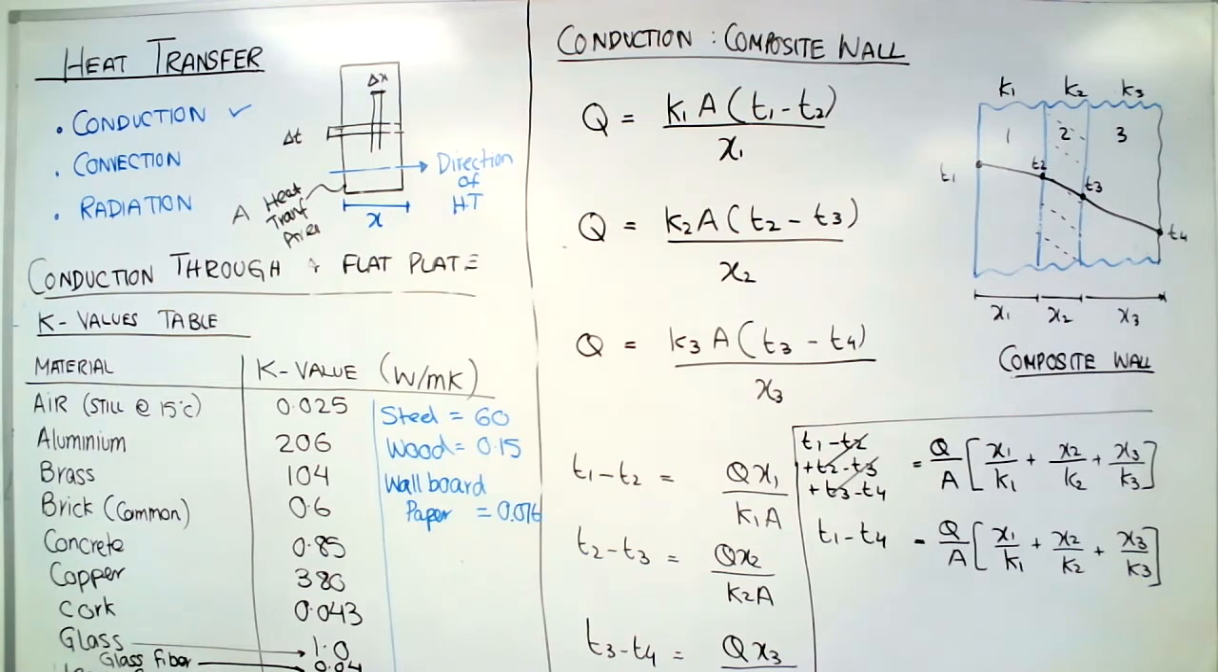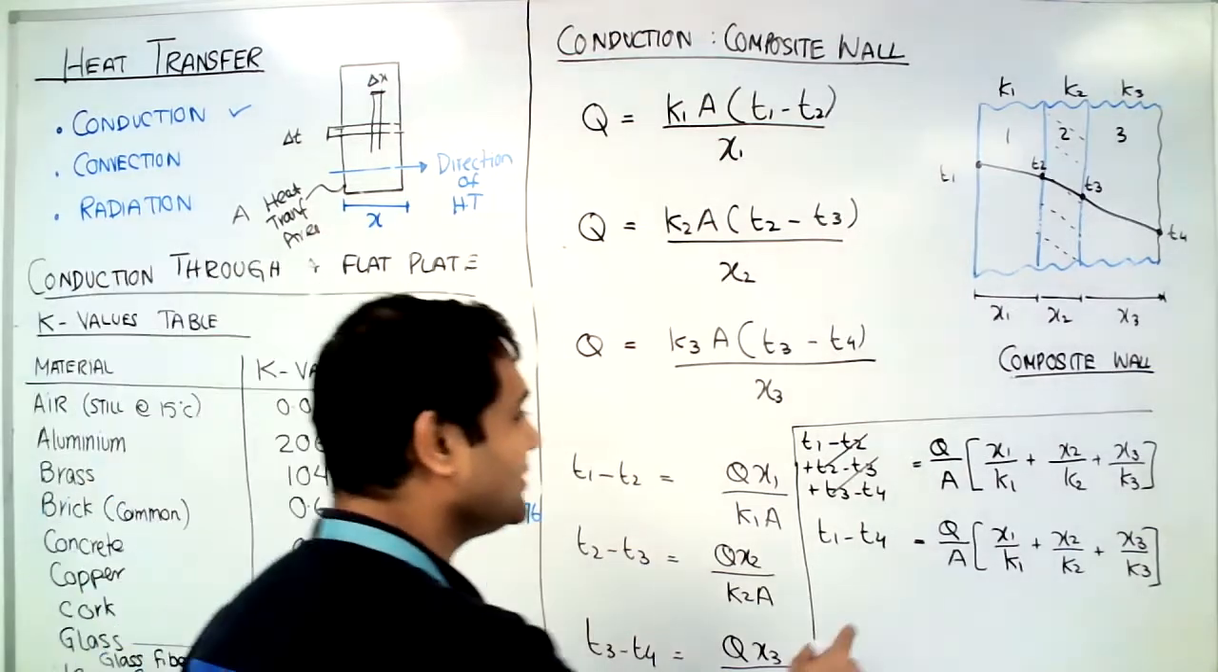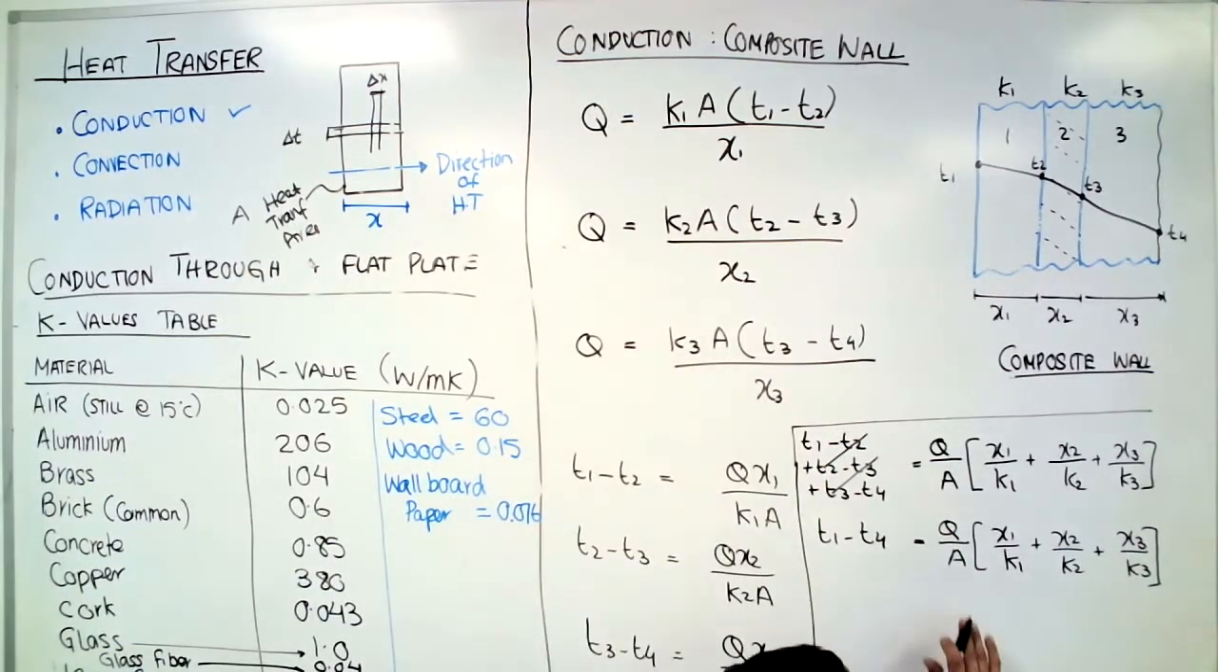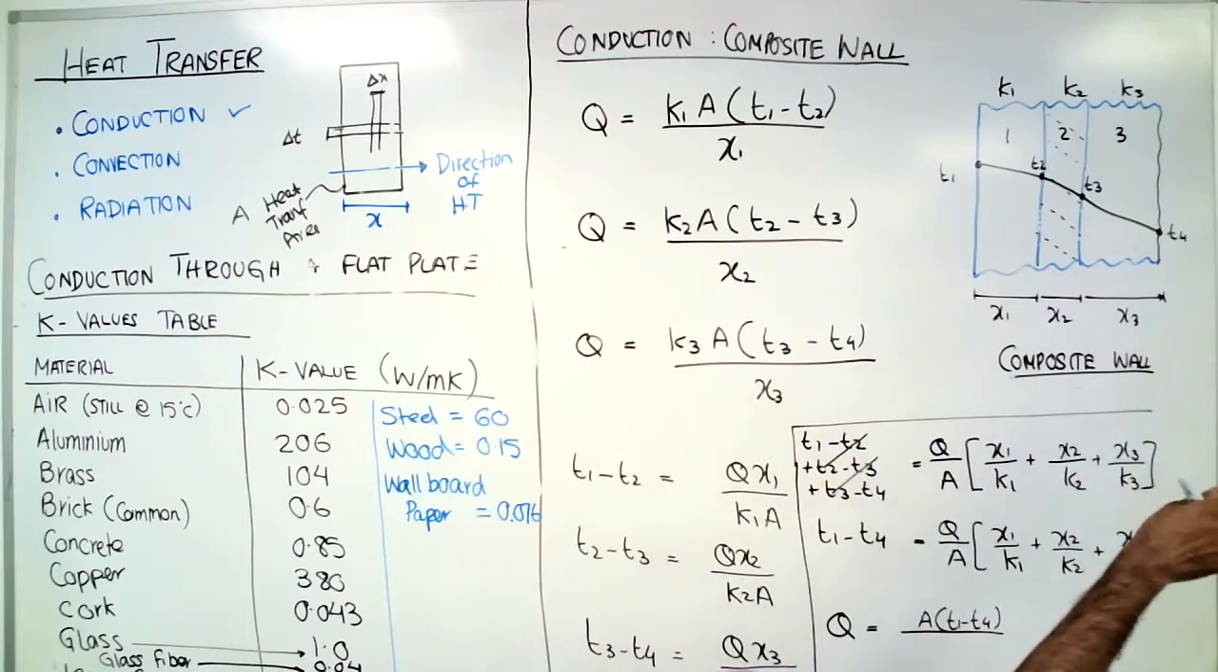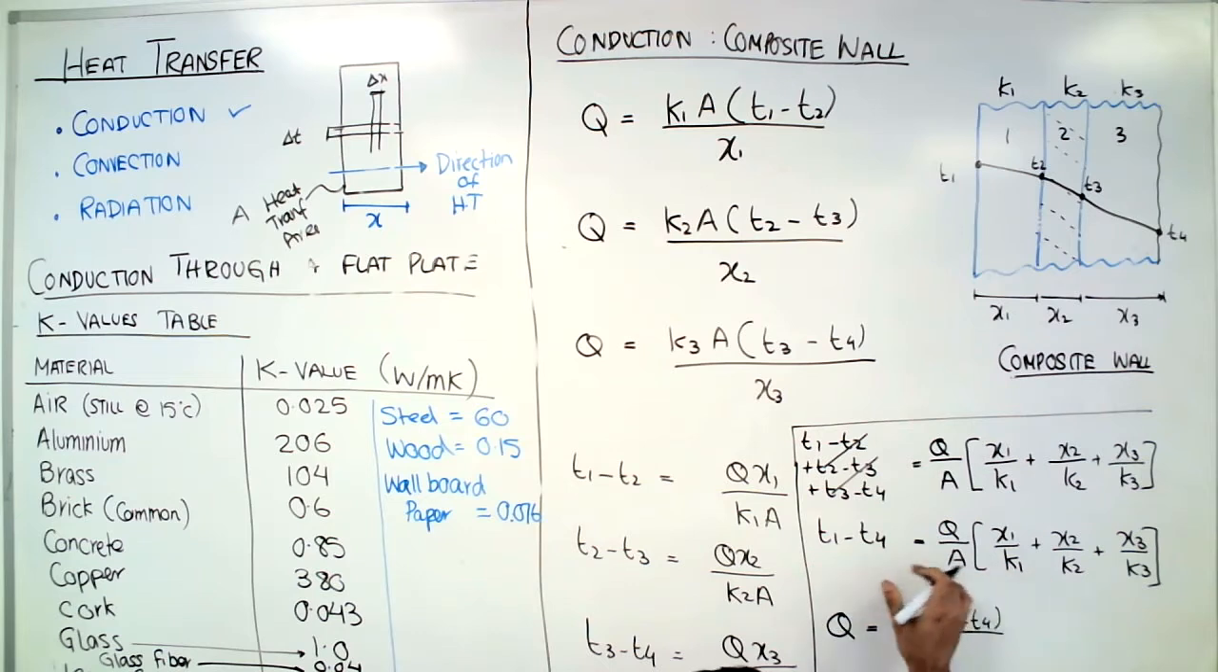Now the equation can also be written in a simplified fashion. If I want just the total heat transfer Q, I can make Q the subject. This comes here, so that will be A times (T1 minus T4). We don't consider T2 and T3, just the first inlet and the final exit. This thing here is multiplying, so on the other side it's going to divide.